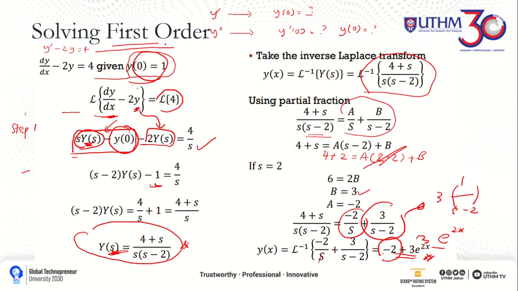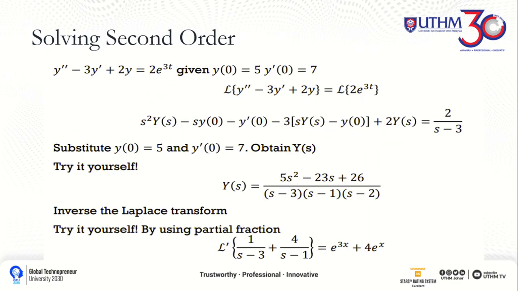If it's a first order question, we only have the first derivative. Next we move to the second order. Let's say our equation is a second order differential equation. So we have y double prime minus 3y prime plus 2y equals 2e to the power of 3x.